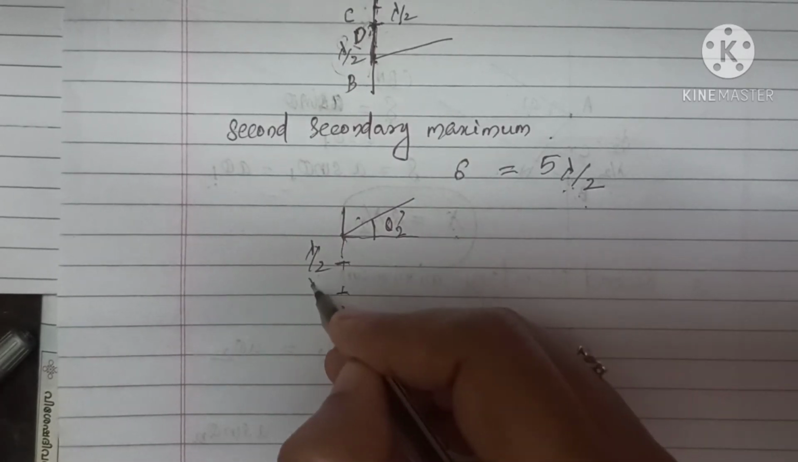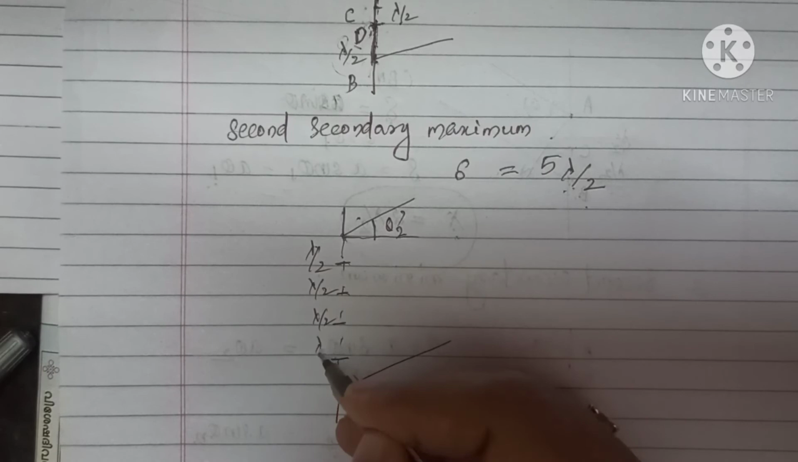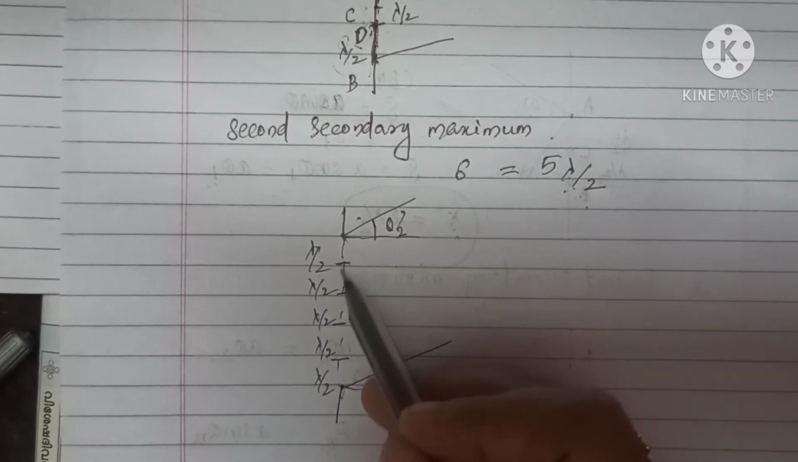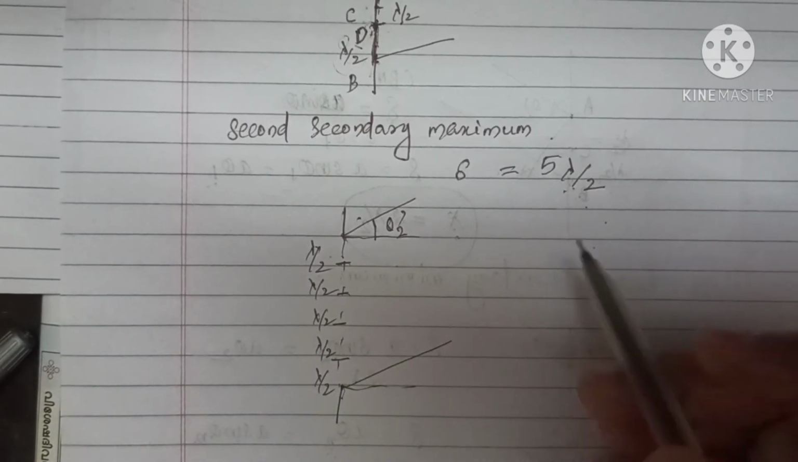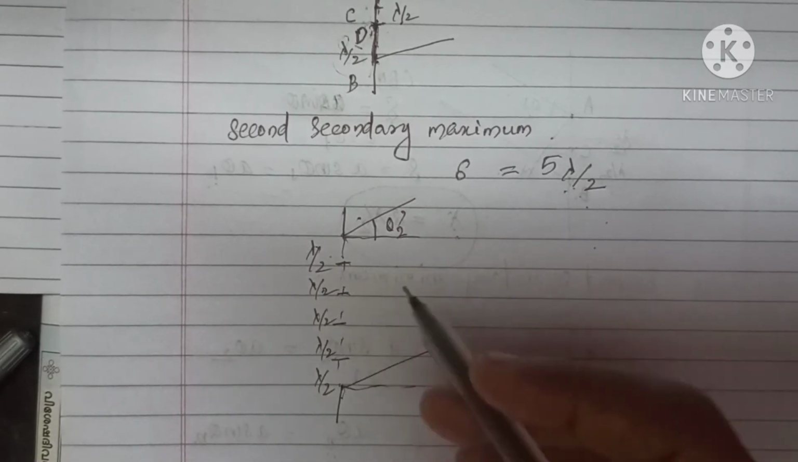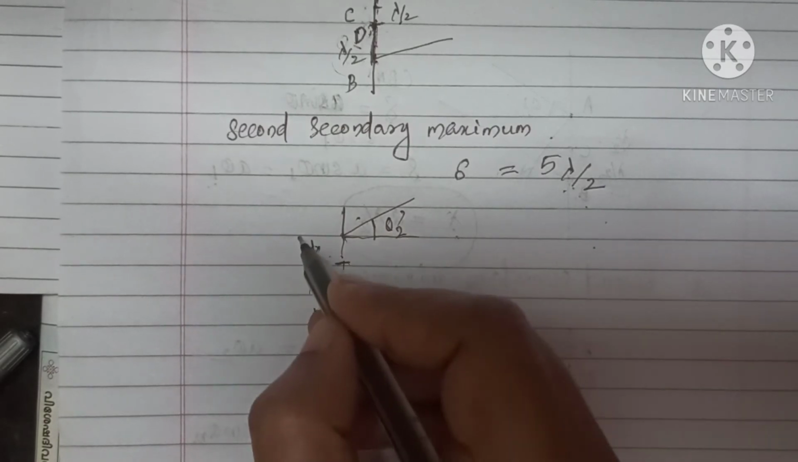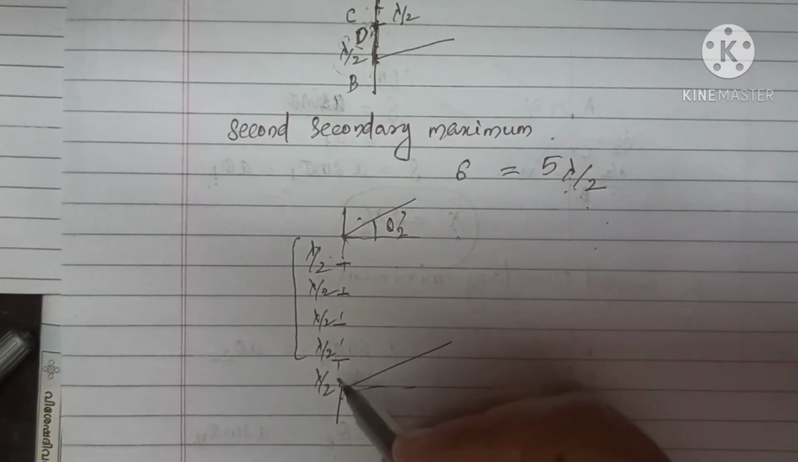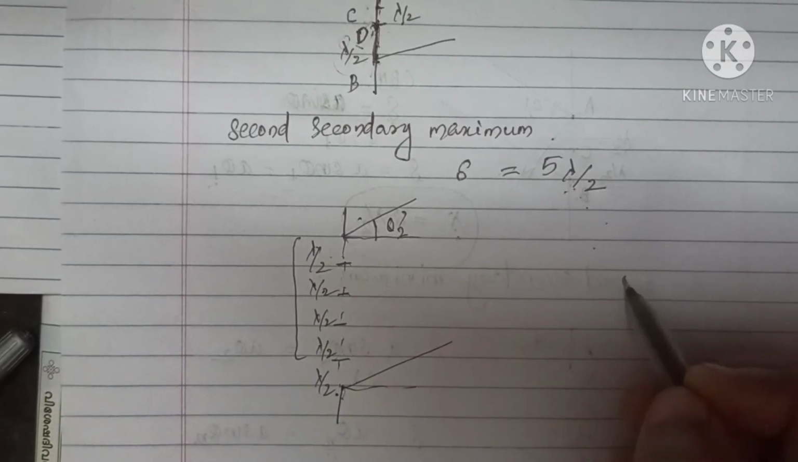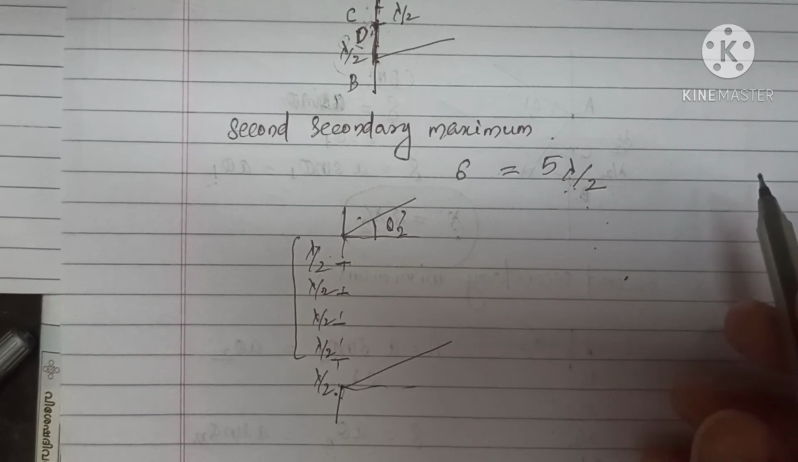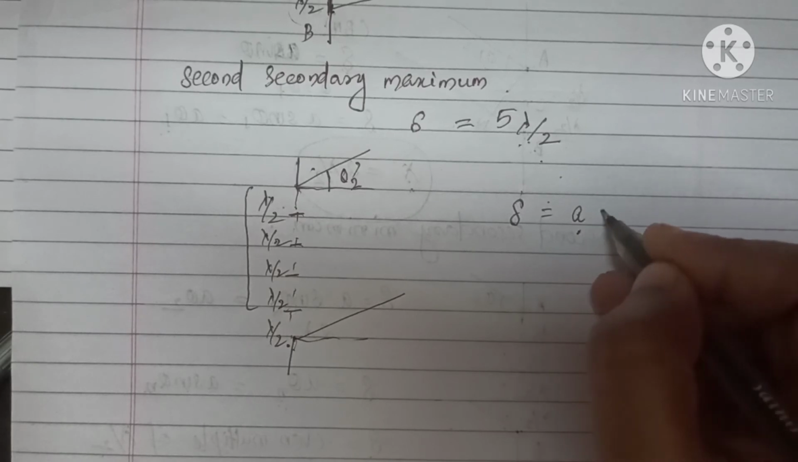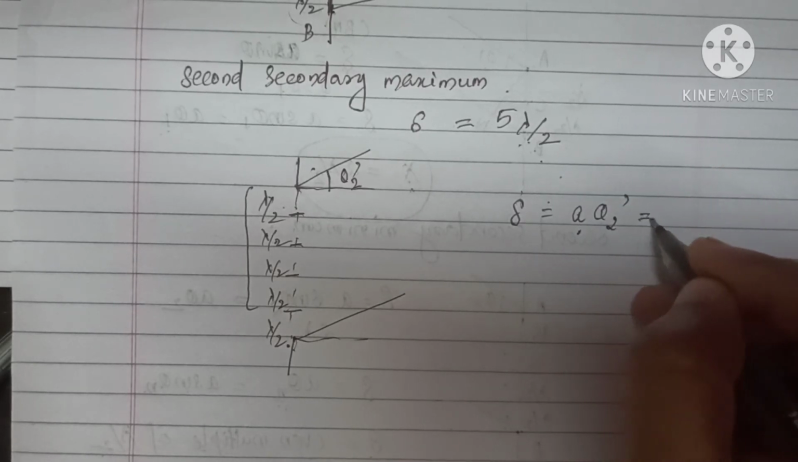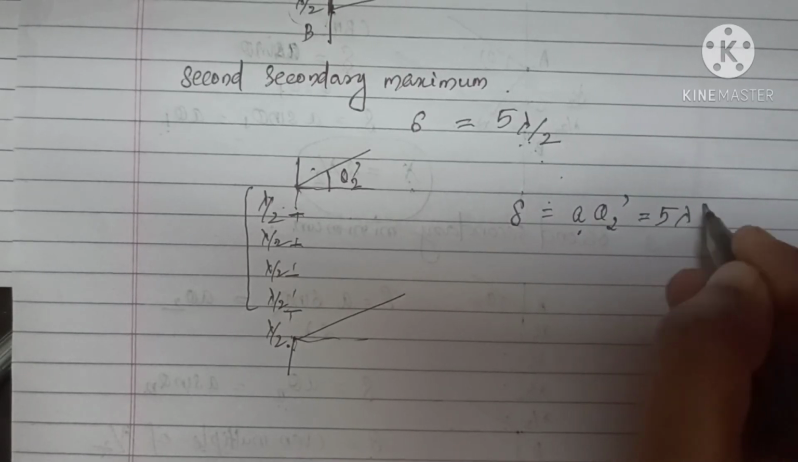Now each lambda by 2 pairs, forming pairs, will destructively interfere, because lambda by 2 and lambda by 2 will destructively interfere. Again another lambda by 2 and lambda by 2 will destructively interfere. So 4 such lambda by 2 will go. Remaining 1 lambda by 2 will be there, which will result in again the secondary maximum, second secondary maximum. So here what is the condition? Path difference is equal to A into theta 2 dash, which is equal to 5 lambda by 2.